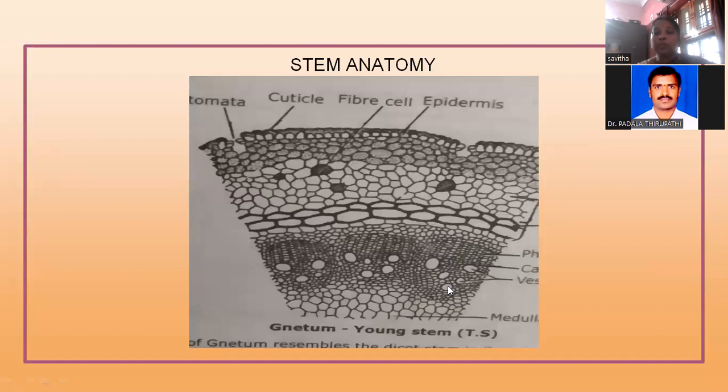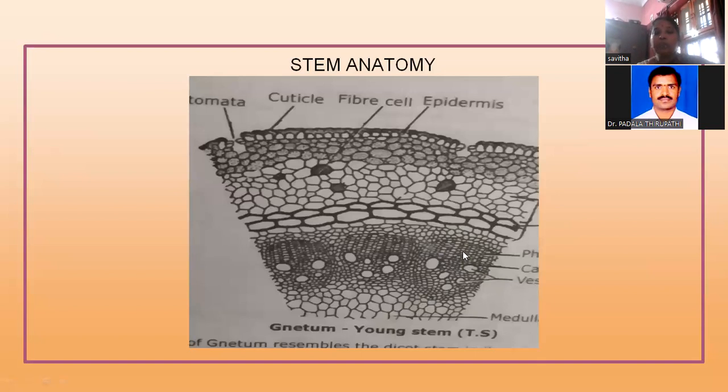The protoxylem is present towards the medulla, hence this is called endarch condition. As we know, roots usually have exarch xylem, whereas stems have endarch xylem. In between the xylem and phloem, a cambium will be present, which helps with the secondary growth. And these vascular bundles are arranged in a whorl-like fashion.